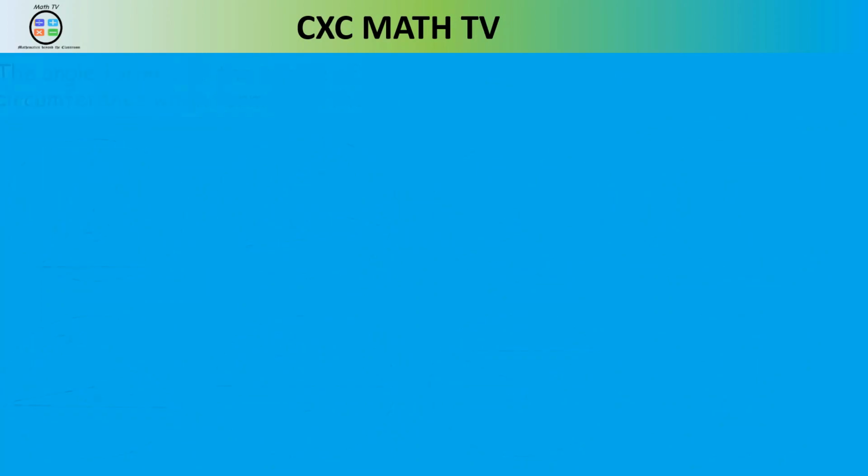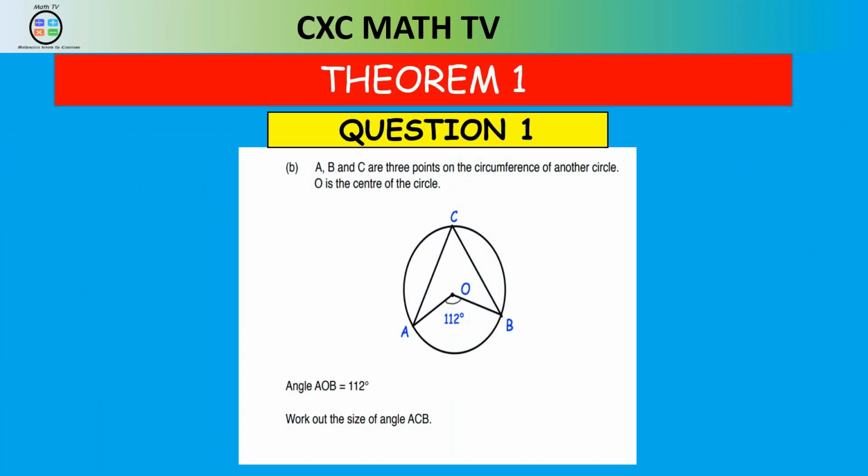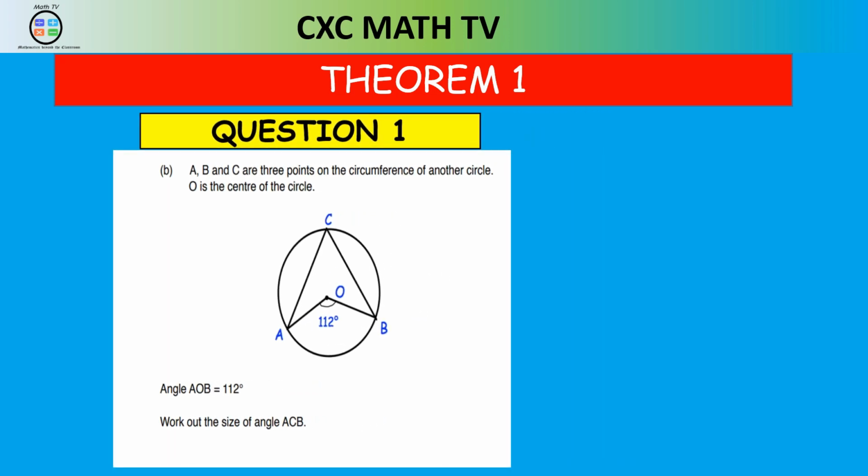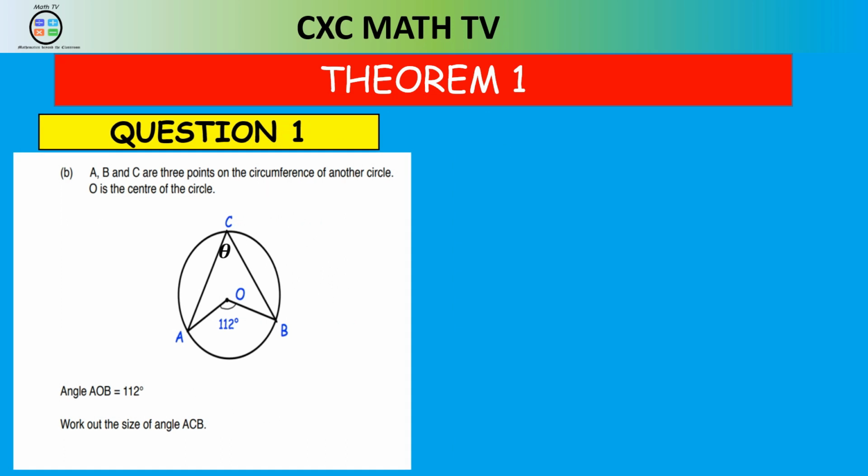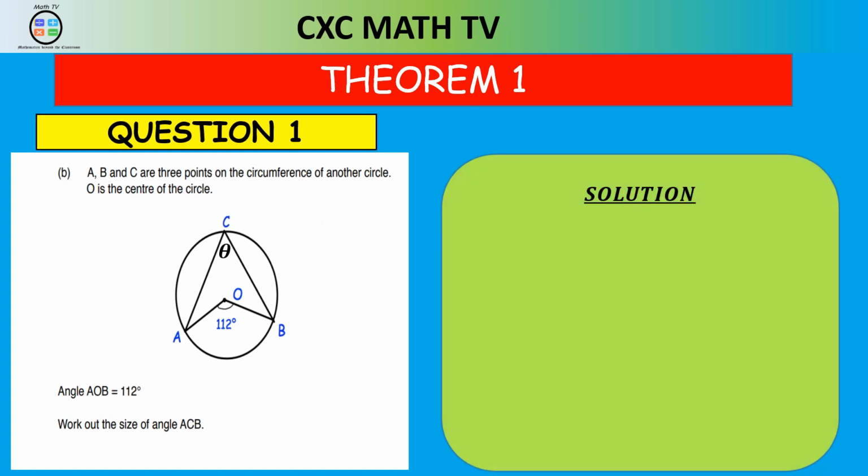So this question here says A, B, and C are 3 points on the circumference of a circle. O is the center of the circle. Angle AOB is 112 degrees. Work out the size of angle ACB. Now angle ACB, that's the angle at the circumference. So the angle at the circumference is going to be a half of 112, which is 56 degrees.